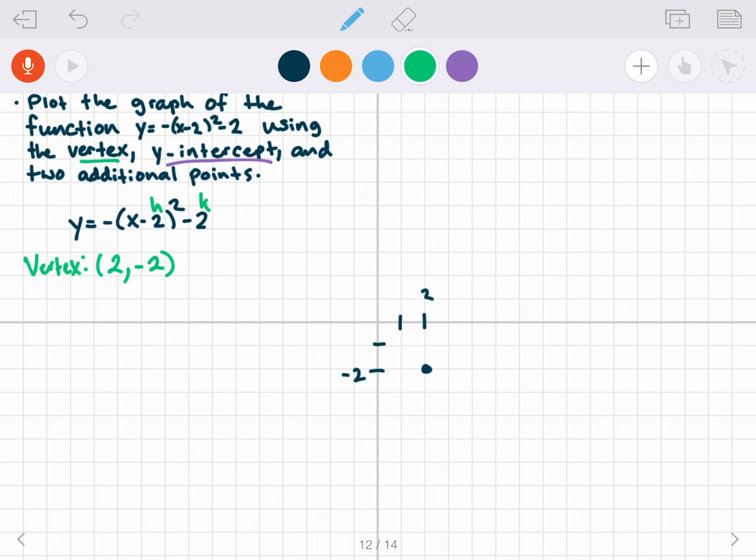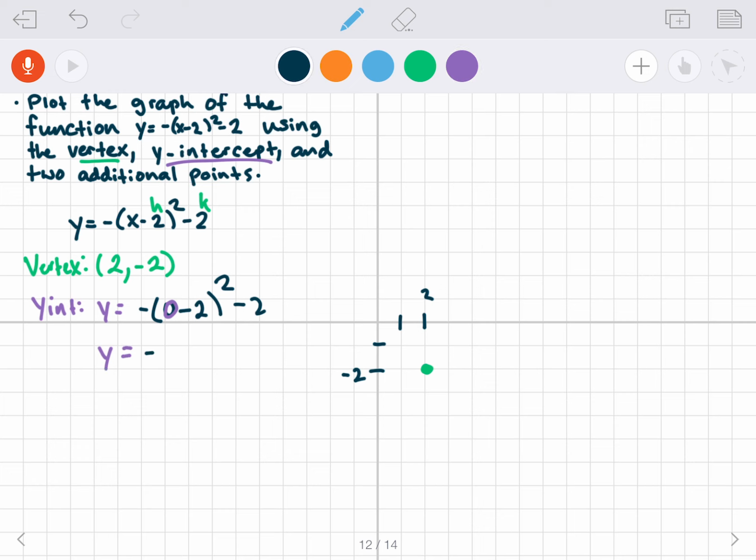So there's my vertex. I can also figure out what the y-intercept is because when x is 0, I get a y-intercept. So for my y-intercept, I'm just plugging in 0 for x into my function. So this is going to be... again, I just plugged in 0 to figure out what this y value is.